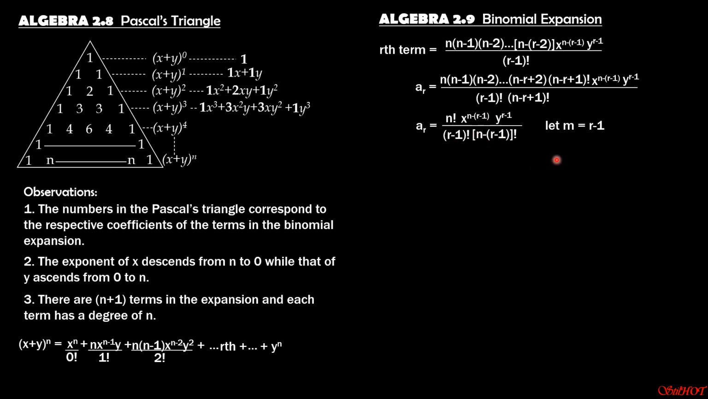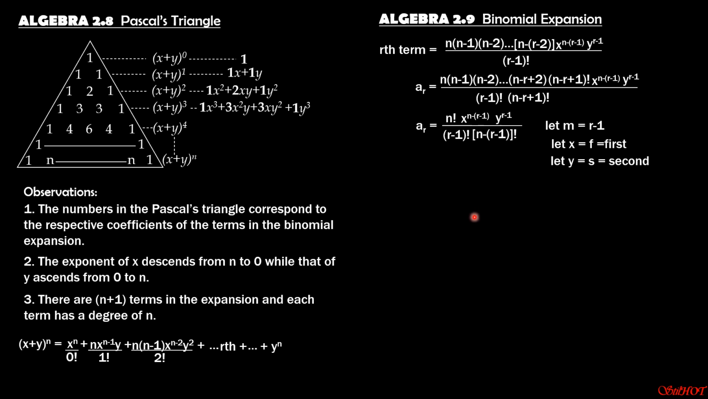We will also let x be the first term, which I symbolize with f, and y the second term, which I symbolize with s, so that the r-th term would be n factorial, x, the first term raised to n minus m, the second term raised to m, over m factorial times n minus m factorial. Notice that if m is r, are you familiar with the formula?